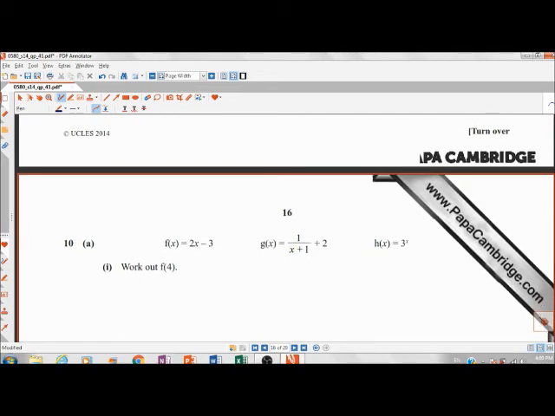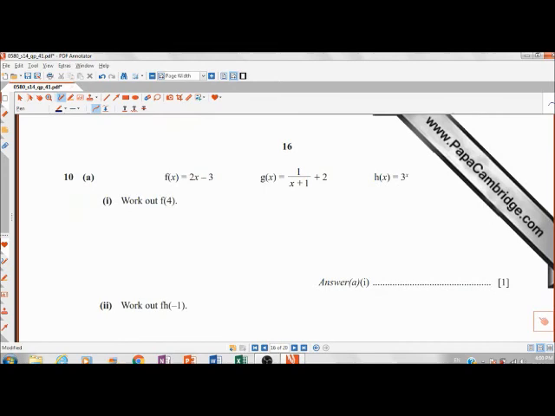Alright, this is easy. For this, work out f(4), so substitute 4 in this equation. f(4) equals 2 times 4 minus 3. That would give you 5. So this is the answer.